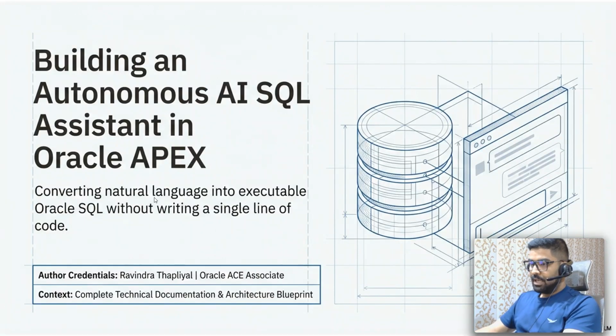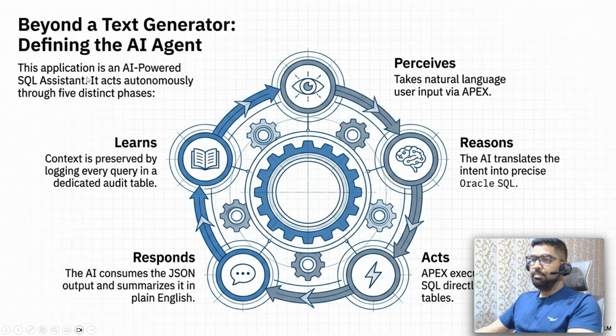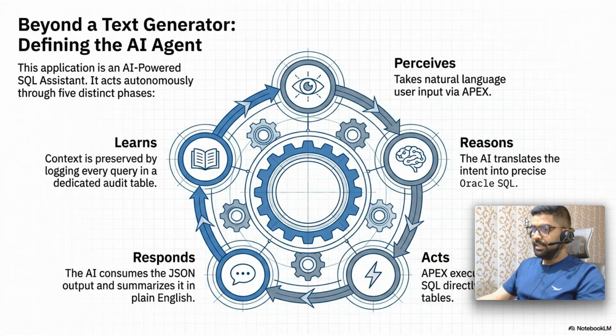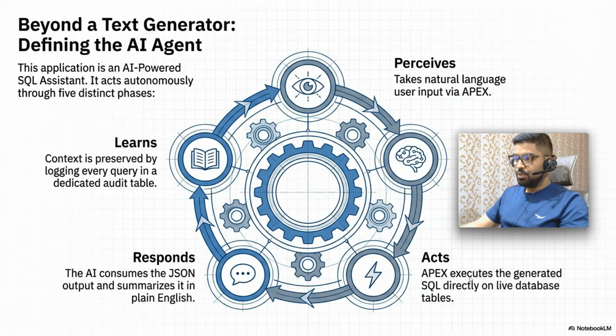So it makes their work very easy, and this is the actual pain point which we have to solve for sure. After that, beyond a text generator, define an AI agent. If you see, we have 5 steps over here, 1 2 3 4 5. What is happening over here is we take a natural language user input. I am giving natural language questions over here, then AI translates the intent into precise Oracle SQL. Then APEX executes or generates SQL directly in the live database.